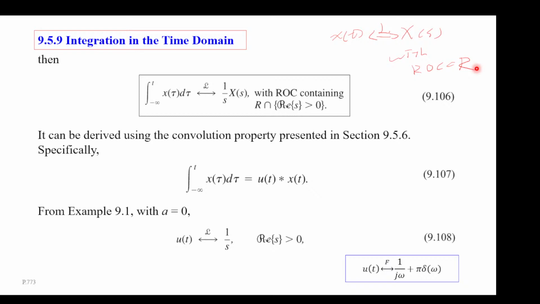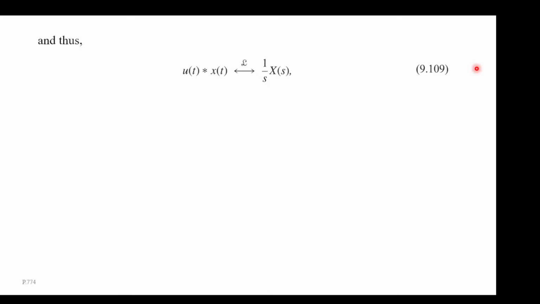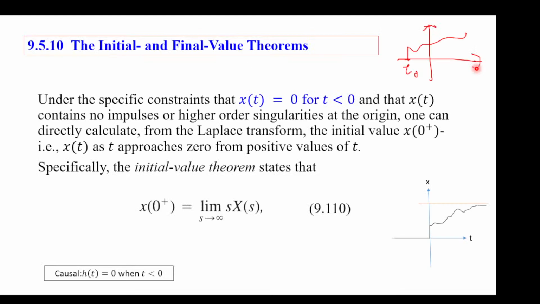And finally, we have a last property that we never saw in the Fourier transform: the initial and the final value theorems. Those are very interesting things. The picture is very nice, so let's say this is 0.